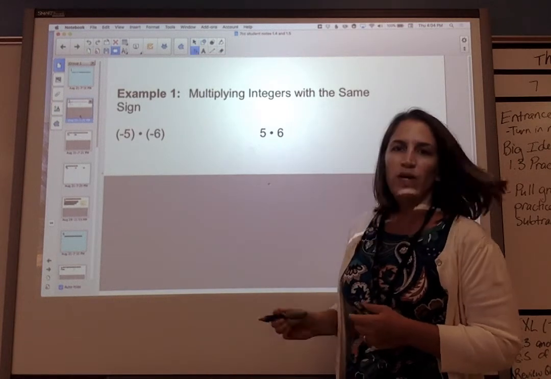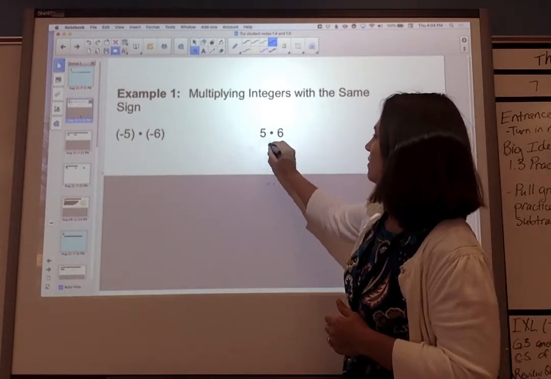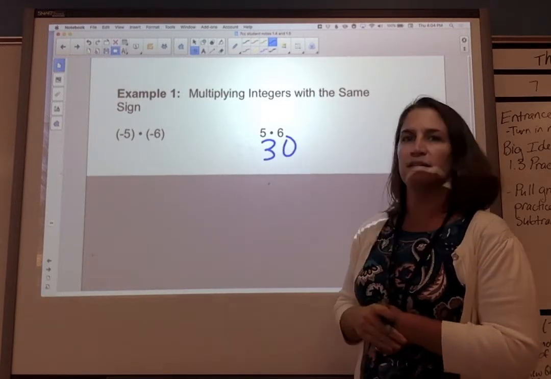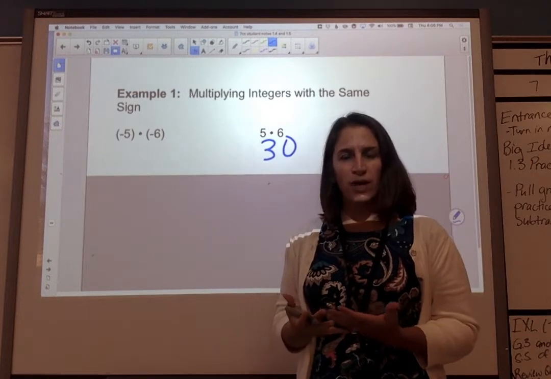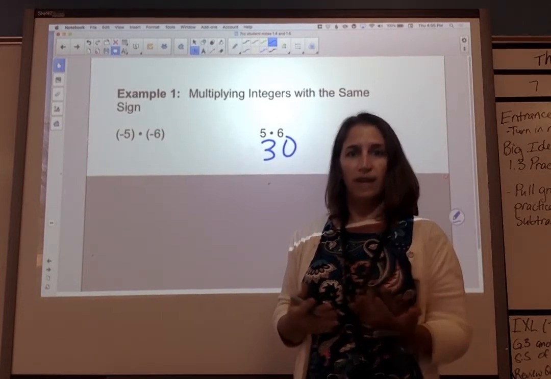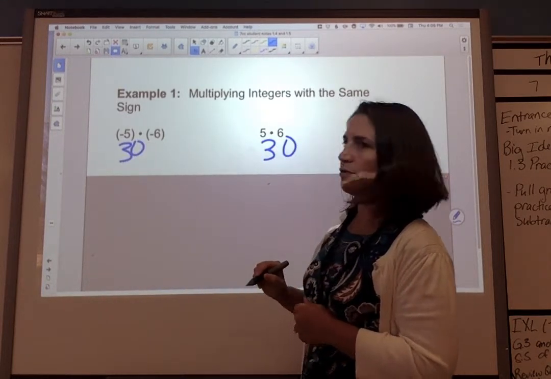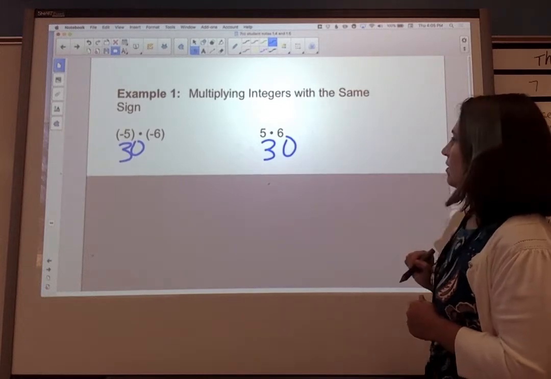We know that when we have positive times positive, like 5 times 6, we get a positive. And then we also found by looking at all of those patterns that a negative times a negative is also a positive. So negative 5 times negative 6 would also be positive 30.